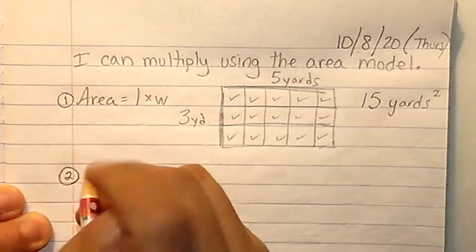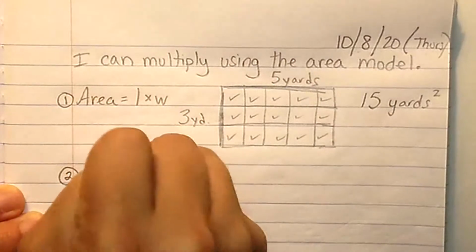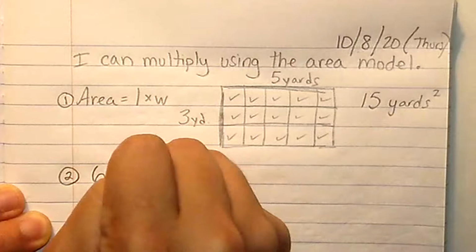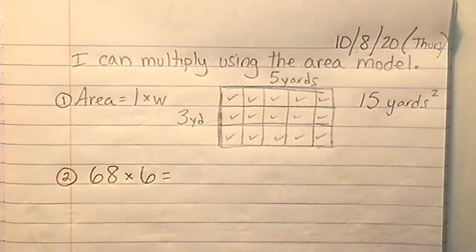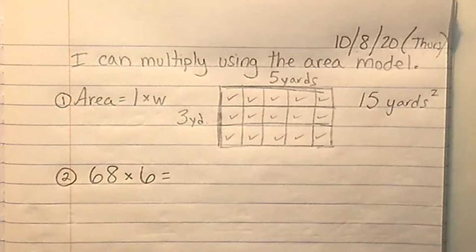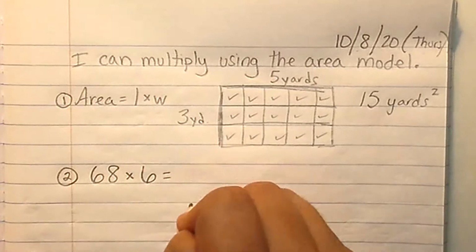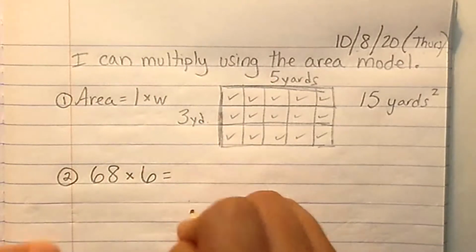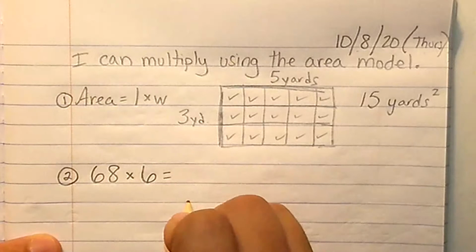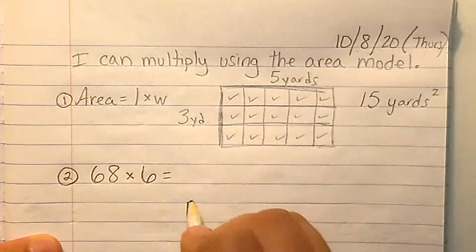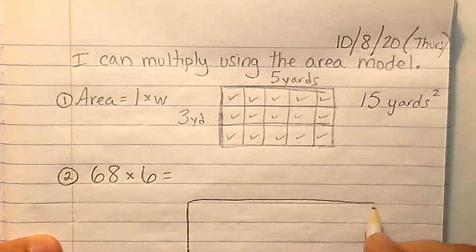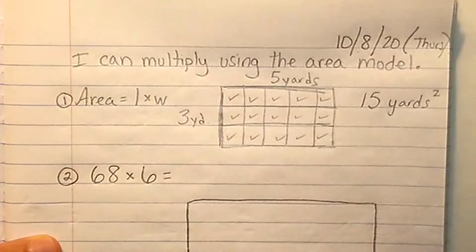So here's example number 2. We're going to do 68 times 6. 68 is a 2-digit number. So what I'm going to do is draw a large rectangle. I'm going to come down 3 lines and go over all the way to my margin and then close my rectangle.